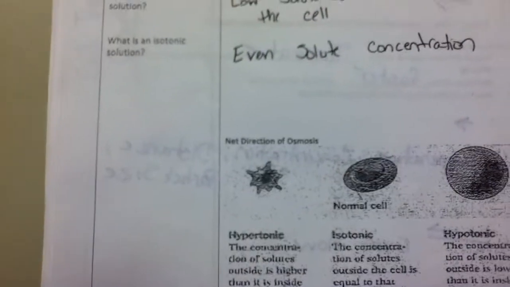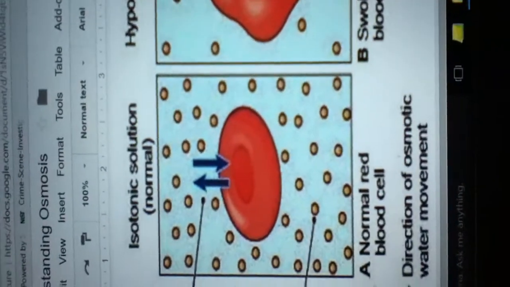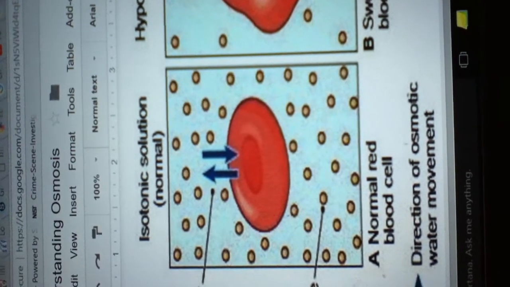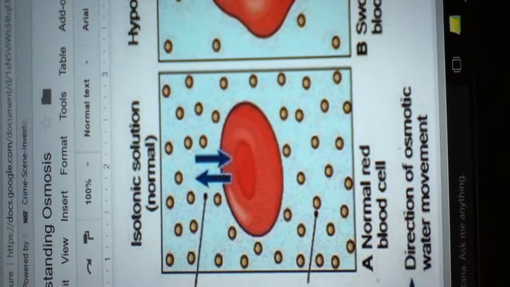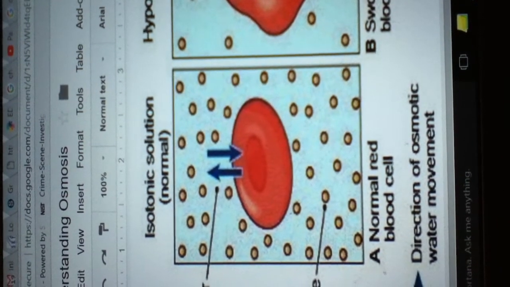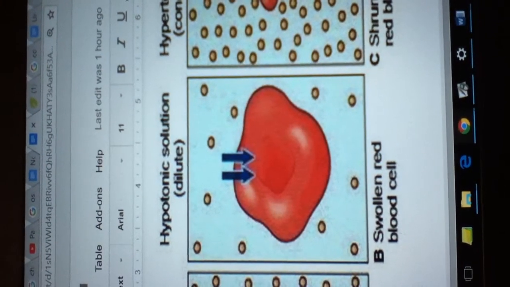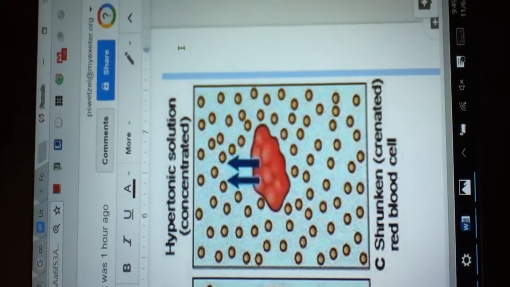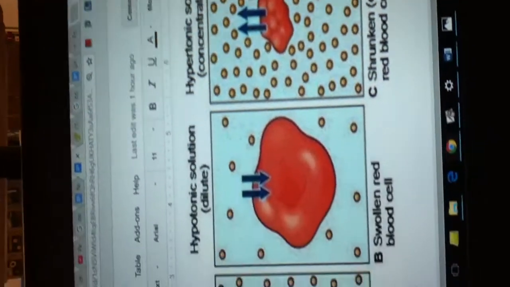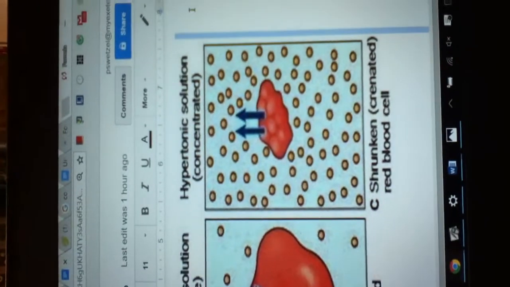An isotonic solution is when things are just right. You've got an even concentration of solutes inside the cell and outside the cell. So everything is just right. There's a proper flow of solutes and water into and out of the cell. So isotonic is just right. Hypotonic is going to make the cell swell. Hypertonic is going to make the cell shrink. And that's just the descriptions of the solutions in relation to the concentration inside of the cell.